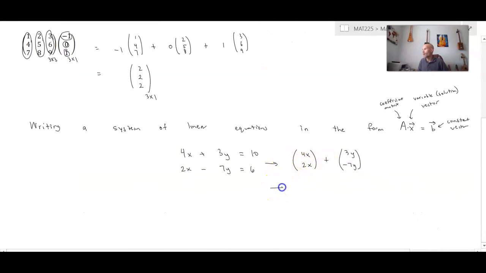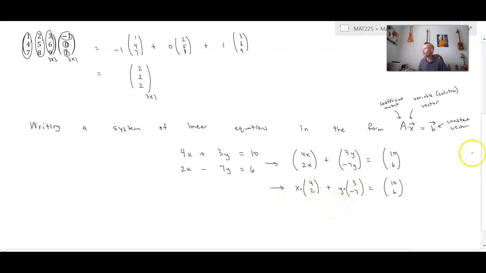So what I'm going to do next is I'm going to factor out an x from that vector. We can think about this as before the x multiplied the 4, 2 vector. And here I'll factor out a y and write this as the 3, negative 7 vector. Oh, and here I should have written equals 10, 6. All right, well now notice that this is a constant times a vector plus a constant times another vector.